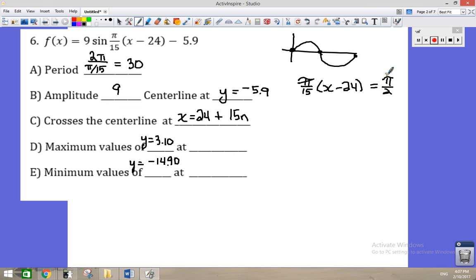Let's divide both sides by pi. Let's multiply both sides by 15.